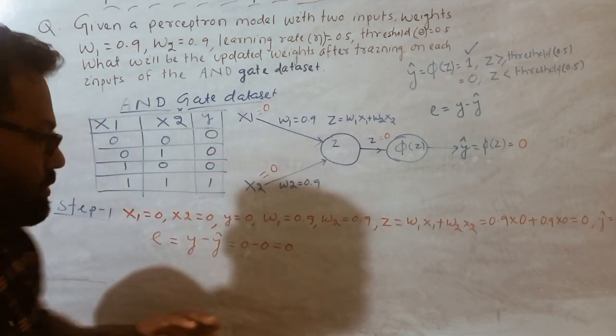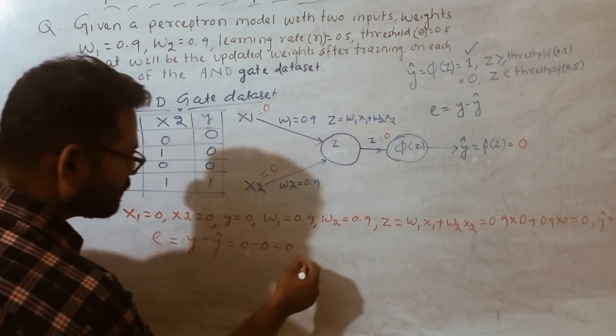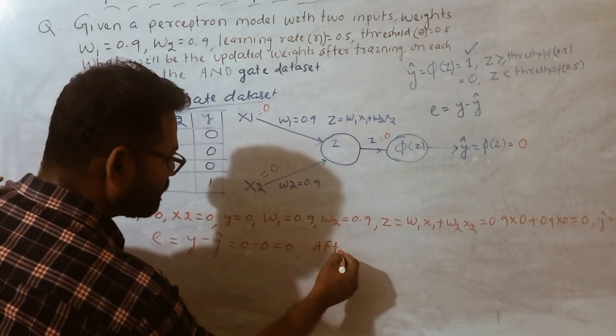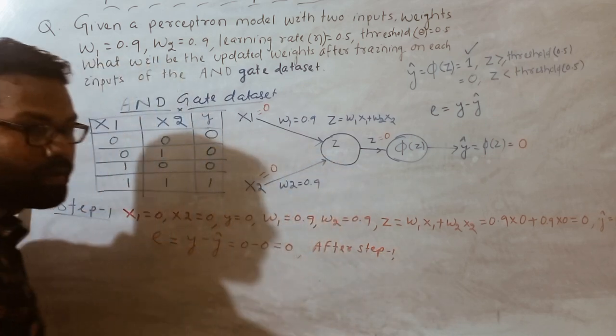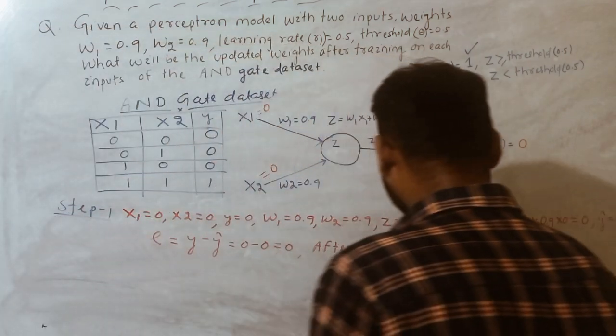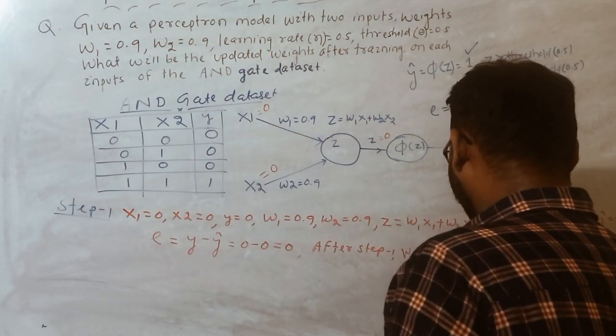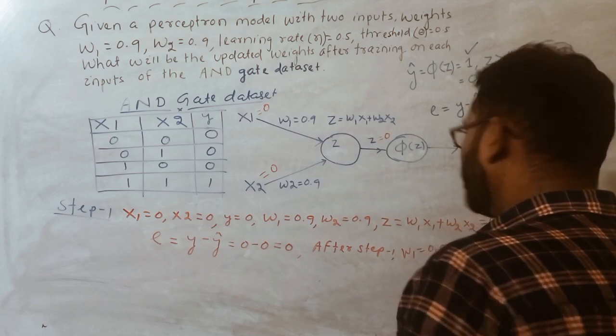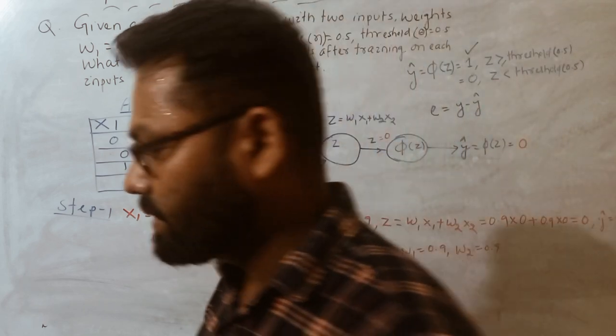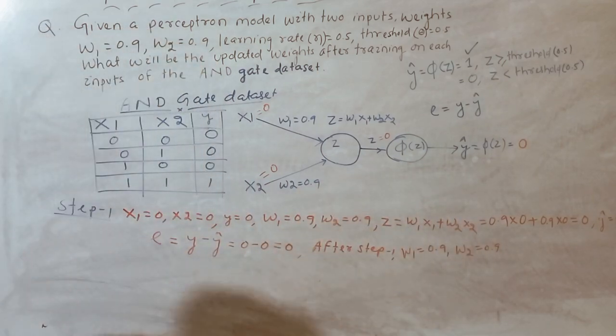There is no change. So finally, after step 1, I got W1 equal to 0.9 and W2 also 0.9. So here no update happens. It remains the same. In this case, all the things remain the same.